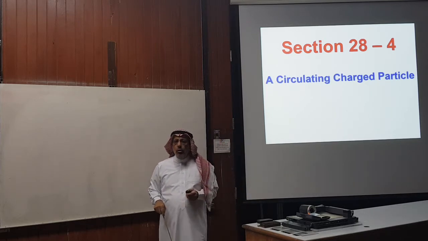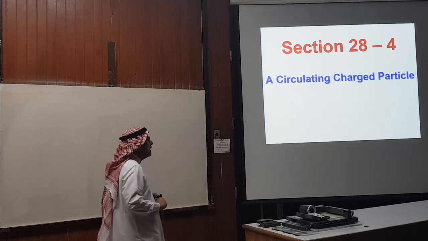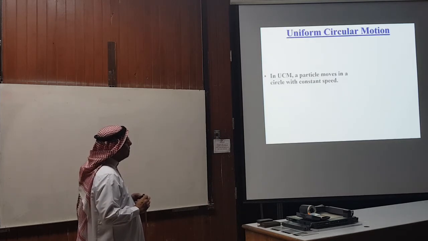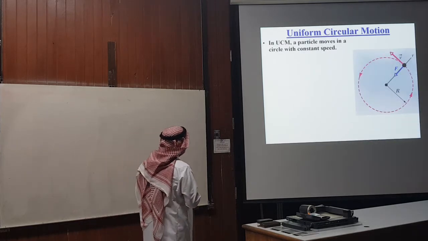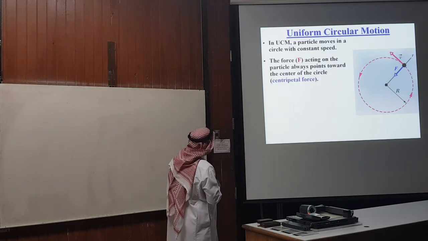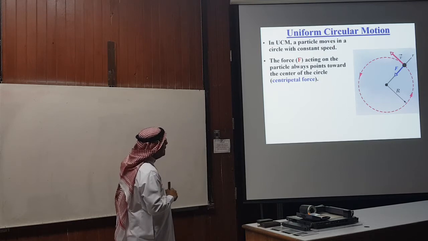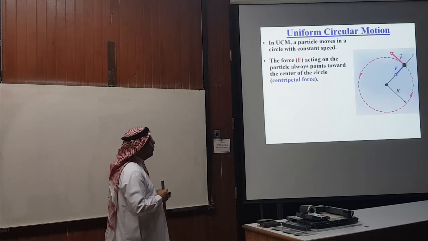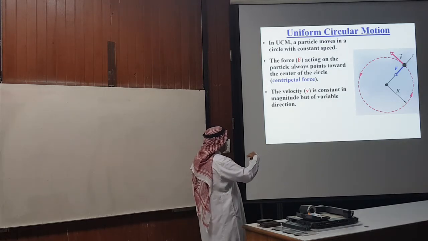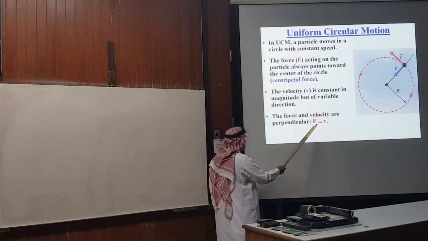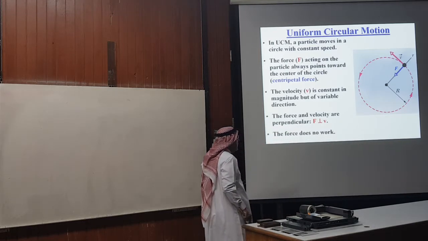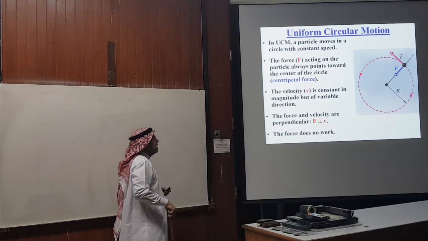To study this topic, we will first review a very important type of motion that we studied back in Physics 101, and that is uniform circular motion. In uniform circular motion, a particle moves in a circle with constant speed. The force acting on the particle always points toward the center of the circle, and therefore it is called a centripetal force. The velocity is constant in magnitude, but of variable direction, and the velocity is perpendicular to the force acting on the particle. And this force does no work on the particle.